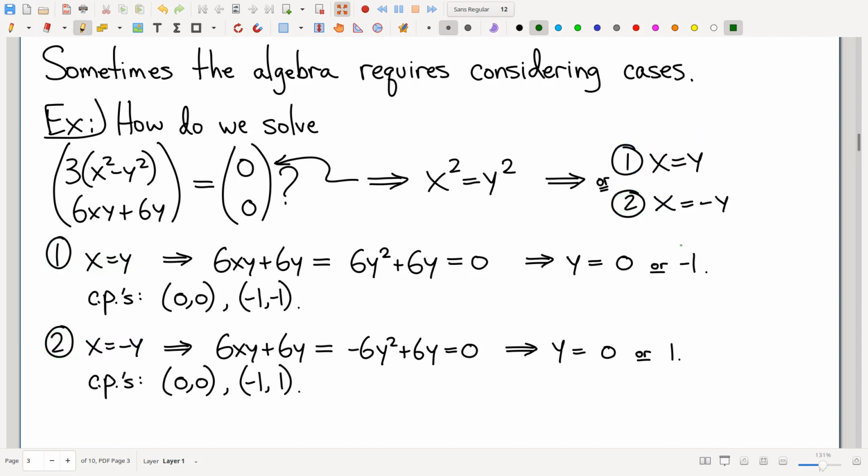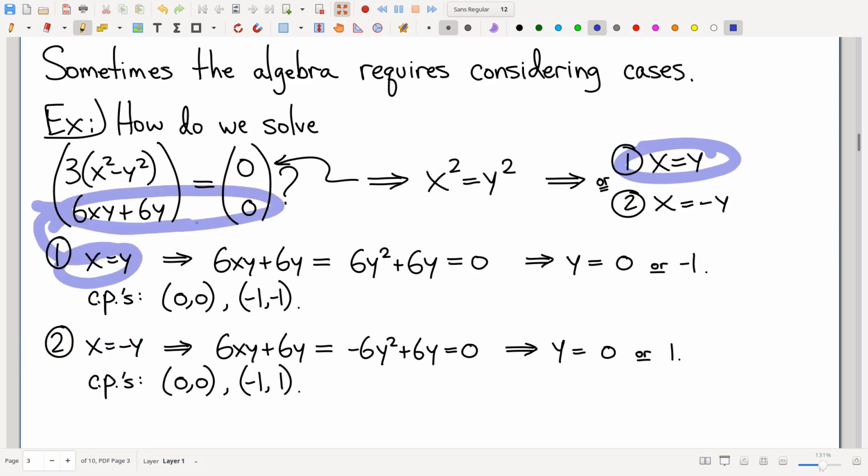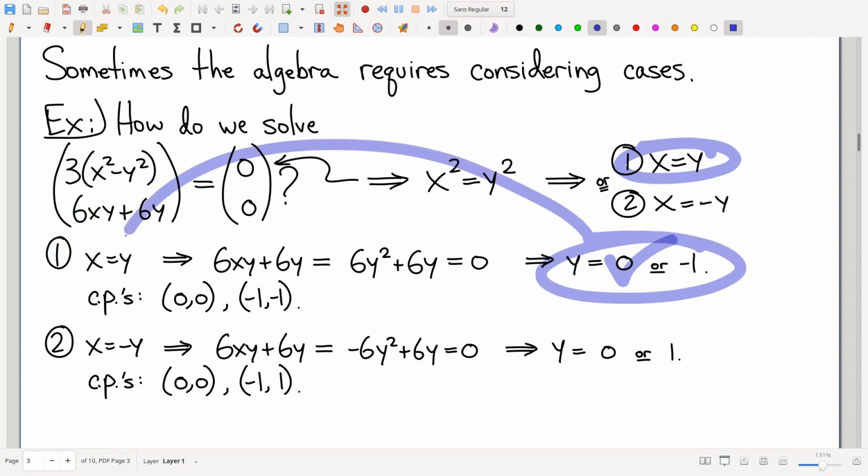The algebra on this is very straightforward. If x is equal to y, you can plug that into there, which then becomes that, and that tells you your y values. Right? And then, of course, once you know your y values, then you can plug back into there to see what your corresponding x values are, and therefore the critical points.